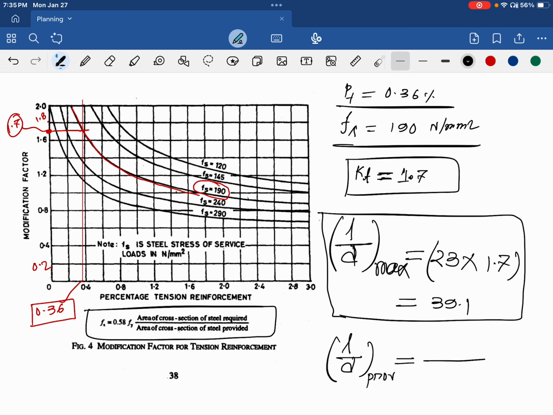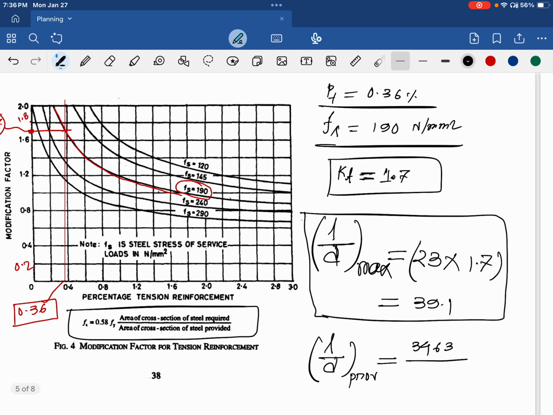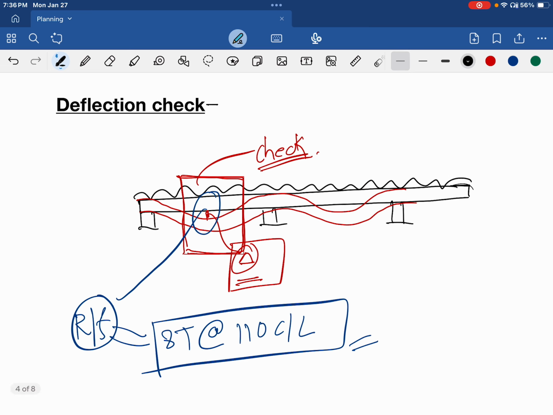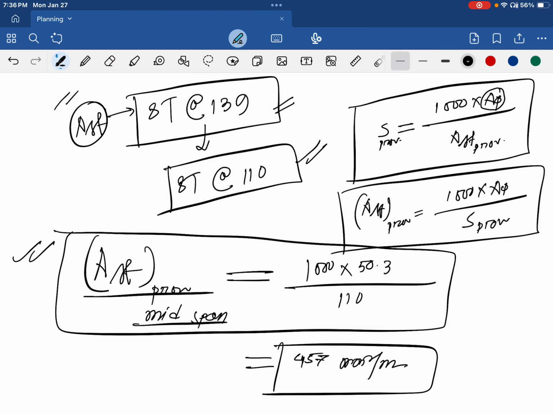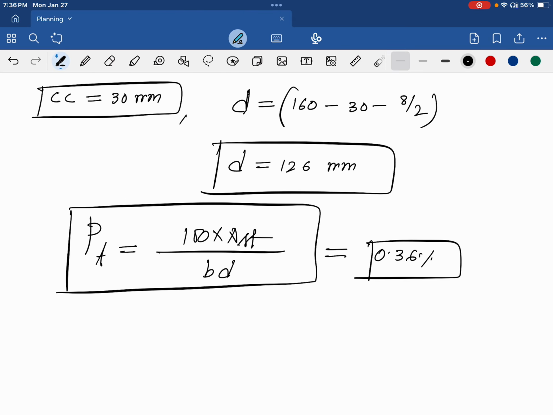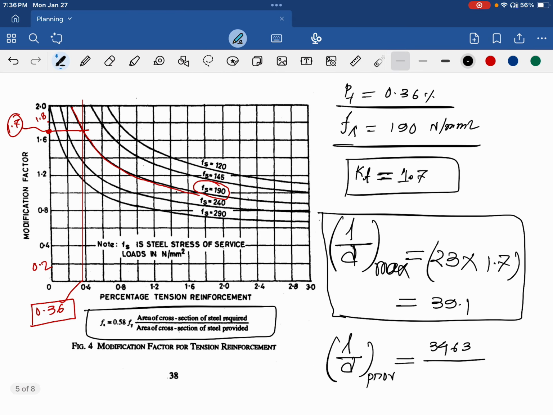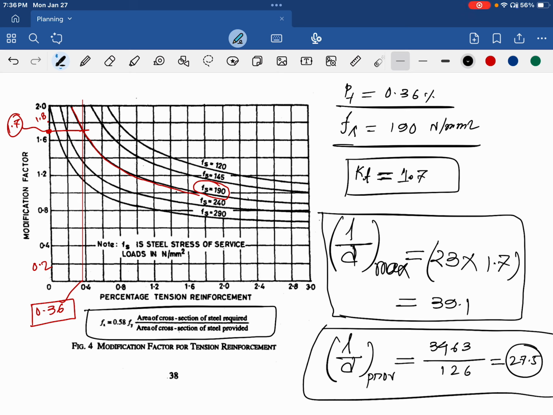So what was the effective span for the end span case? It was 3463, and effective depth just now we have calculated, right? It is 126. This is coming out to be 3463 by 126, 27.5. So this is your L by D provided.